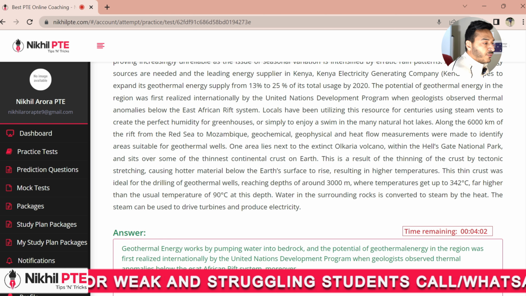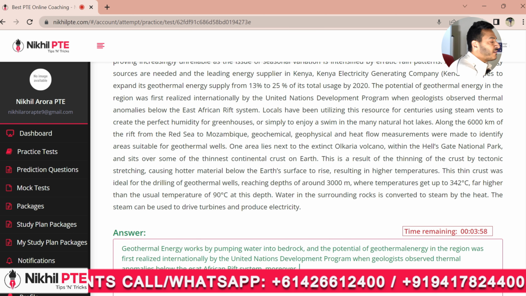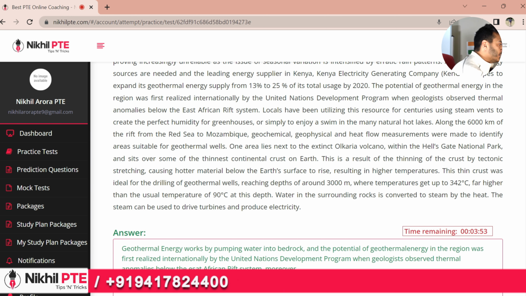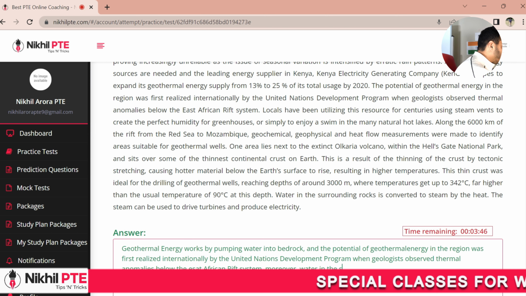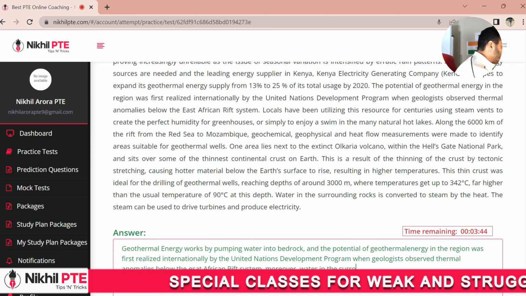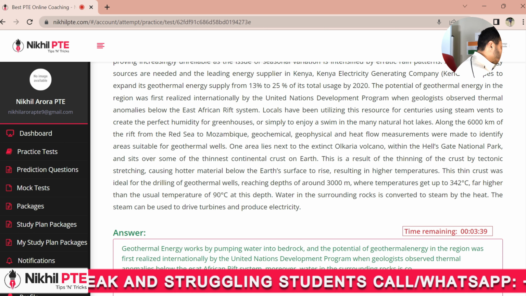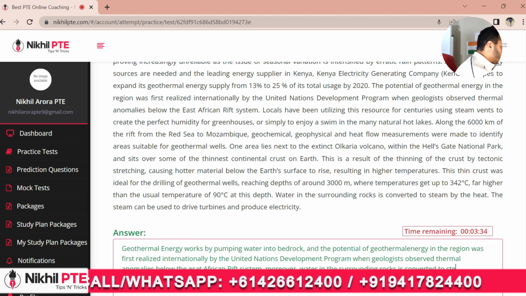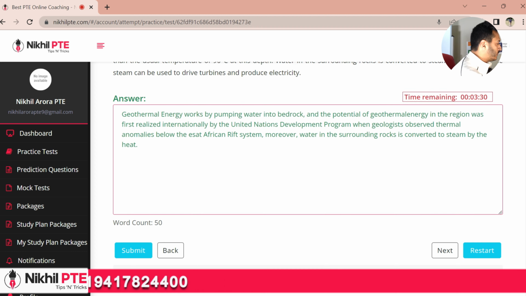However, this section is very important and easy. But while typing your summarized written text answer, you are making some silly mistakes, right? So you should focus on this. Now, last is: water in the surrounding rocks is converted to steam by the heat. That's it.